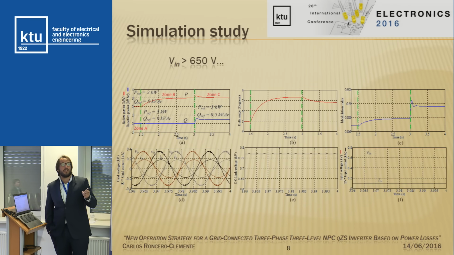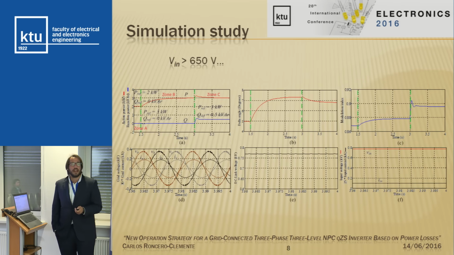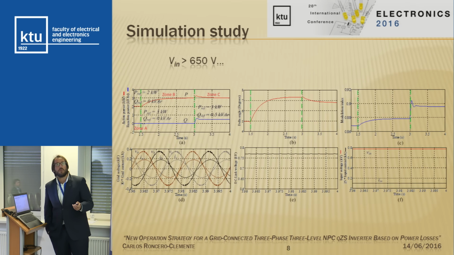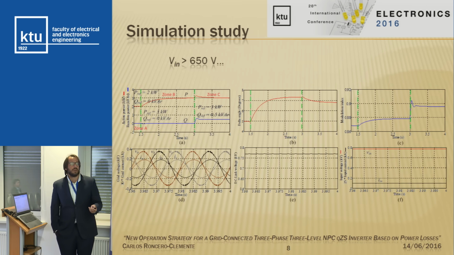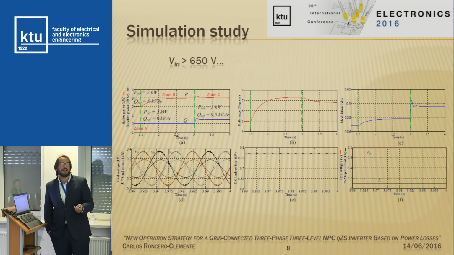In this case, we can remember that the control variable, the degree of freedom that we are controlling, is the modulation index and also the delta angle for the active power. Here we can see the evolution of both magnitudes, and here we can see a detail in this last time of this test, and we can see how the current is shifted in comparison with the grid voltage. The DC link voltage is higher than 650 volts, and also the input current and the input voltage. We can see how the input current is working in continuous conduction mode.